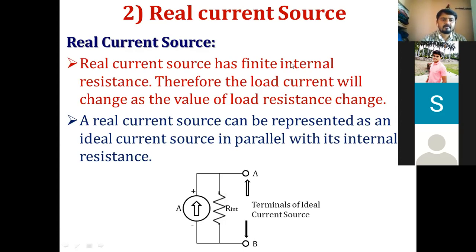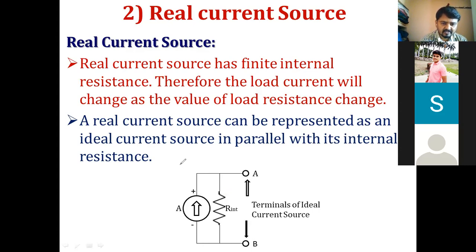Okay. So see this diagram here. The ideal current source is there. In parallel with the ideal current source, we have added some internal resistance value. We have added a parallel resistance. This complete combination, the ideal source and the internal resistance, is the symbol for the practical current source.